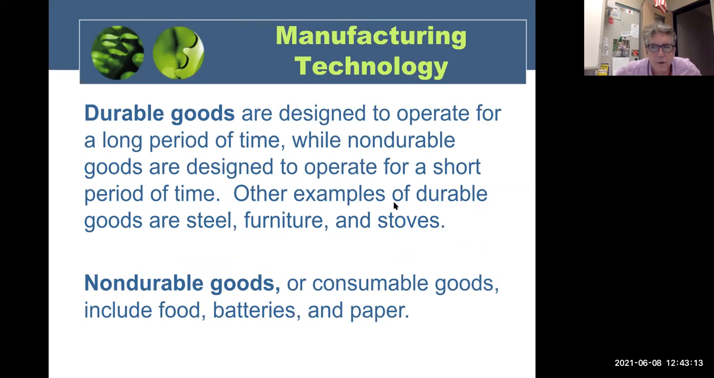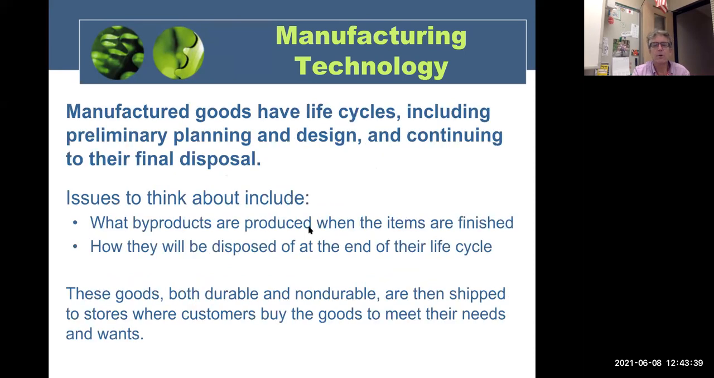Durable goods are designed to operate for a long period of time, while non-durable goods are designed to operate for a short period of time. Other examples of durable goods are steel, furniture, and stoves. Non-durable goods are consumer goods, consumable goods. They include paper, food, batteries, and paper.